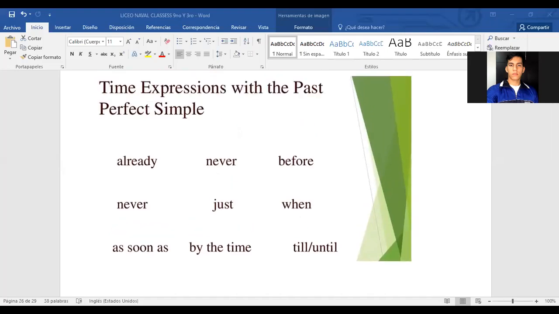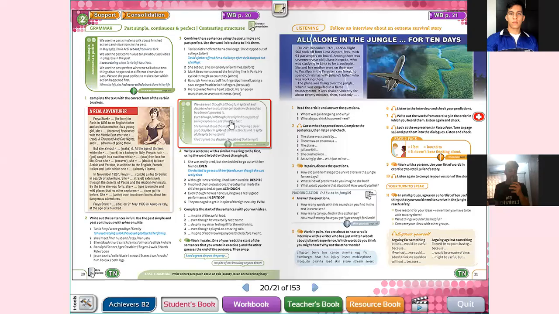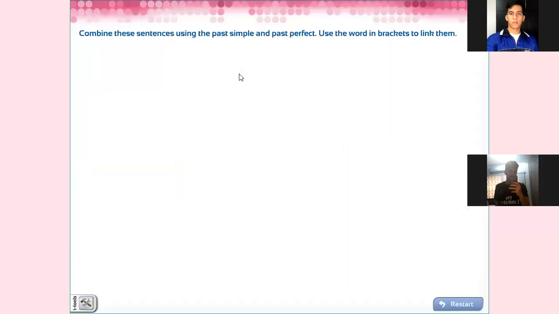Where you can see the expressions of the... copy, guys. Time expressions with the past perfect: already, never, as soon as, just, by the time, remember, by the time, before, when, till, and until. Okay, these are the expressions that you can use with the past perfect. I'm sorry, this is not, this is the one.